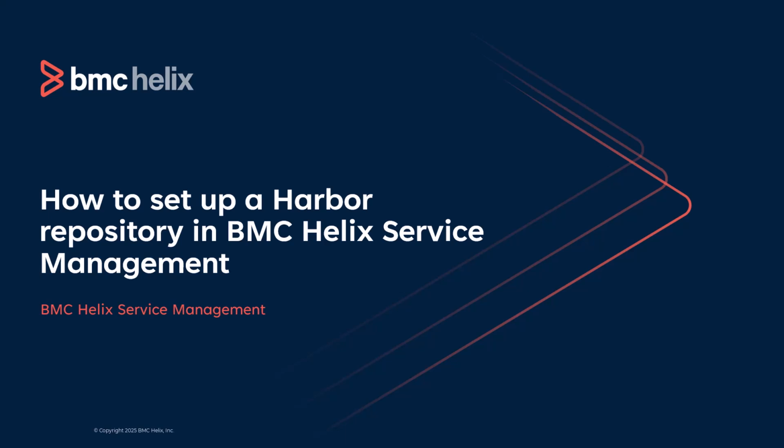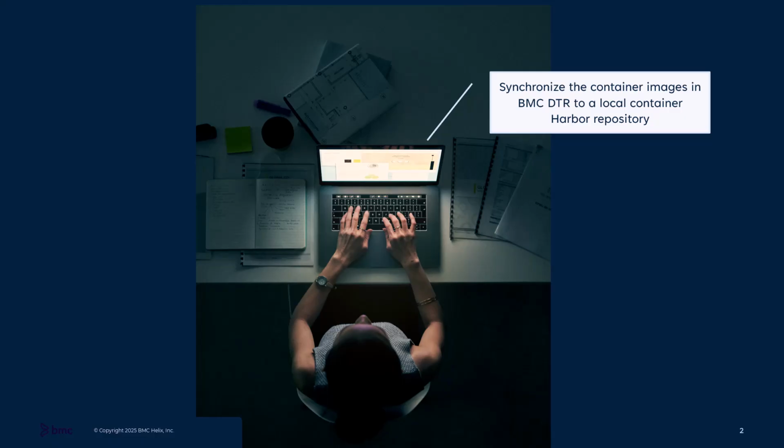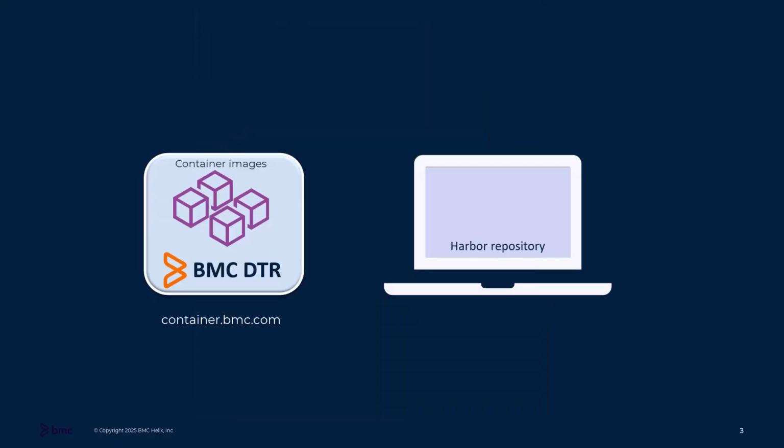Hello. In this video, we will learn how to synchronize service management container images to a local container Harbor repository. The container images are stored on the BMC Docker Trusted Registry, BMC DTR. By synchronizing the container images to a Harbor repository, you can use the container images from a local repository. This method enables you to perform a secure deployment that does not require a direct connection to the internet.